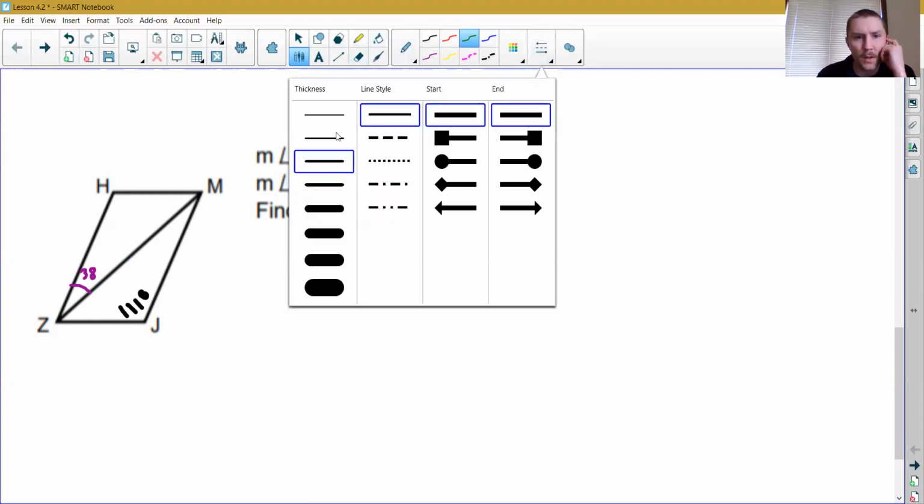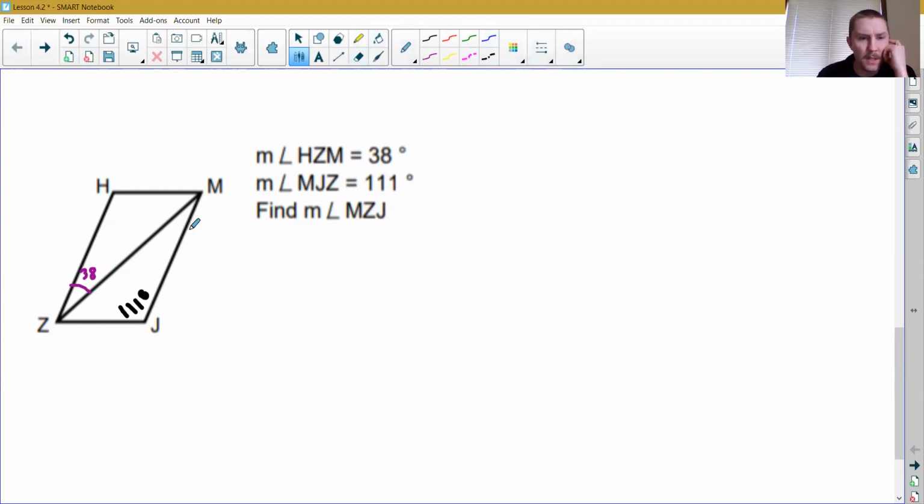So where is angle MZJ? MZJ, that's this one here. So they want me to find this green angle. I have to think for a second about how I'm going to figure this out, and what I know about the shape. I see 2 ways of doing this. Number 1, we can think back to the idea of parallel lines, because there are parallel lines here, since this is a parallelogram. I know that H to Z is parallel to MJ. These 2 are parallel to each other.